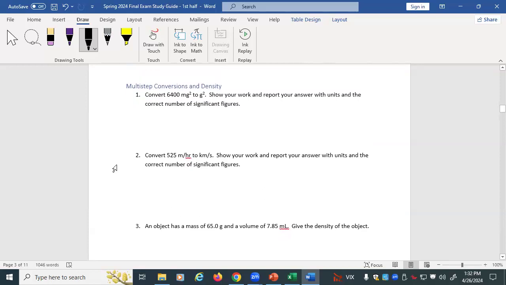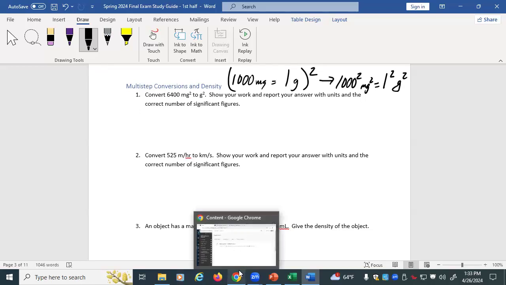All right, our next piece is multi-step conversions and density. So there are a couple of examples here. For number one, we're going from squared milligrams to squared grams. The trick to this is we can use the conversion. So 1,000 milligrams is equal to 1 gram. We can use that conversion to do this other conversion if we square the conversions. If we square the conversions, 1,000 squared milligrams squared equals 1 squared gram squared. That would allow us to do the conversion directly.